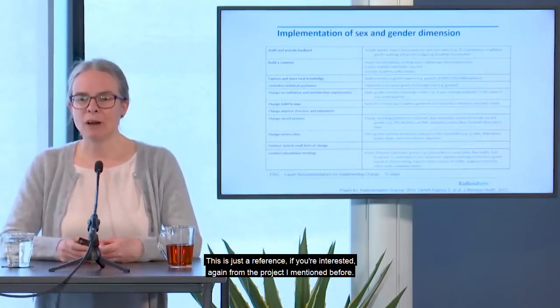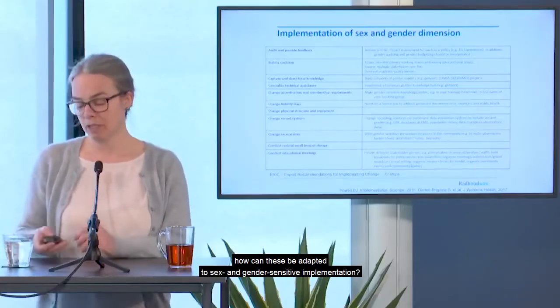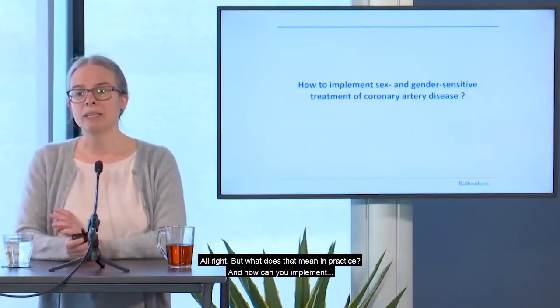This is just a reference, if you're interested, again from the project I mentioned before. We compiled a list of how and at what levels you could possibly consider gender in implementation, and how you could do that with which stakeholders. We modeled this on a recommendation list that was implemented generally for implementation, with 72 steps. And we basically tried to see how these 72 steps can be adapted to sex and gender sensitive implementation. All right, but what does that mean in practice?